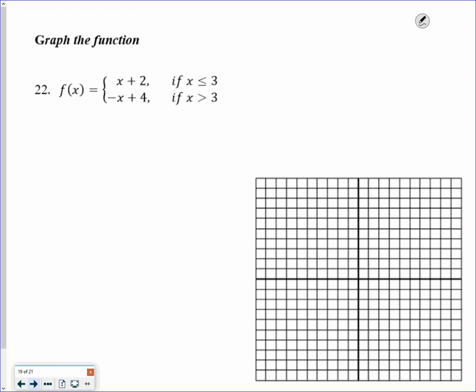All right, there are two functions in this, so I need two xy charts.